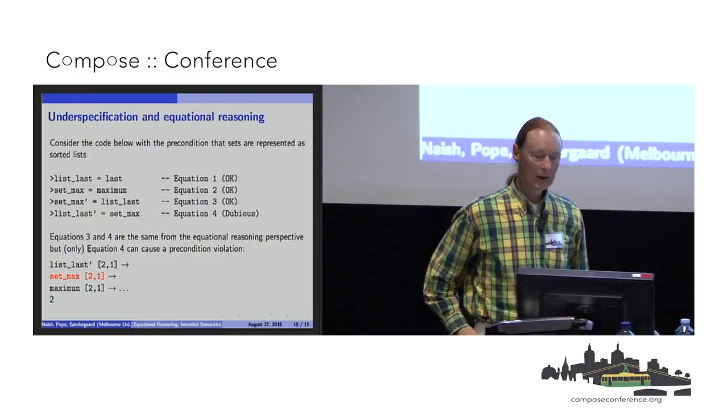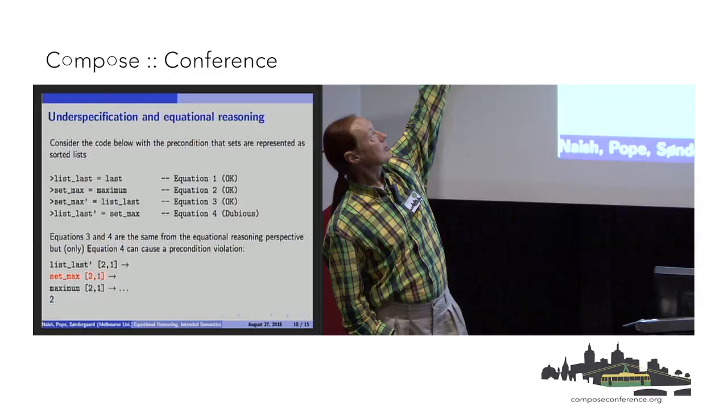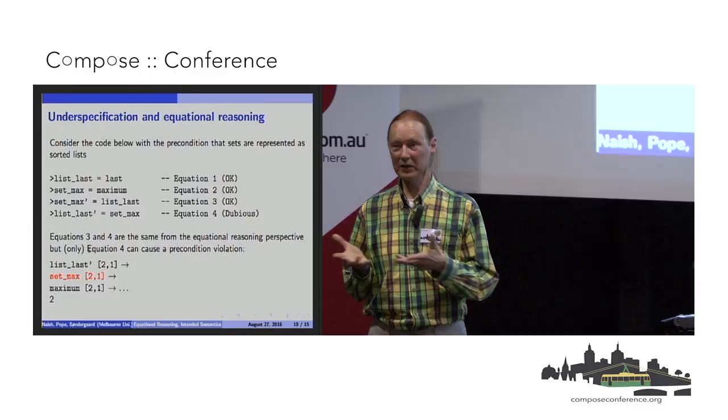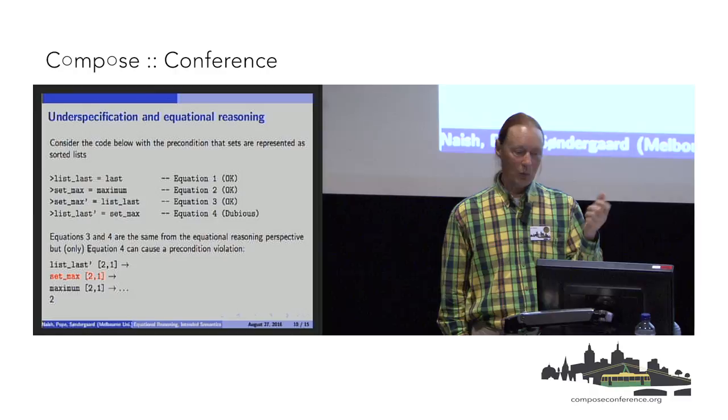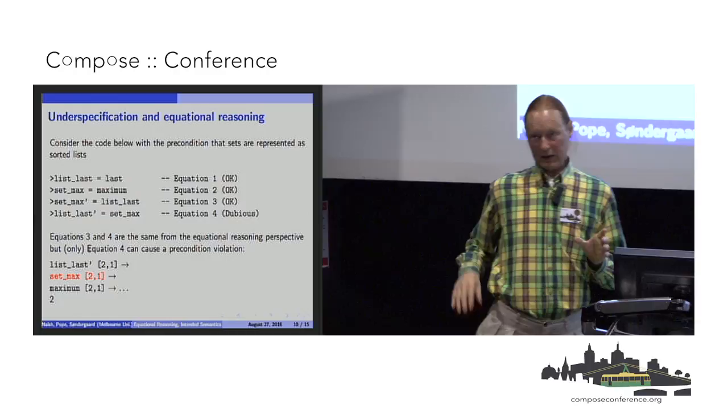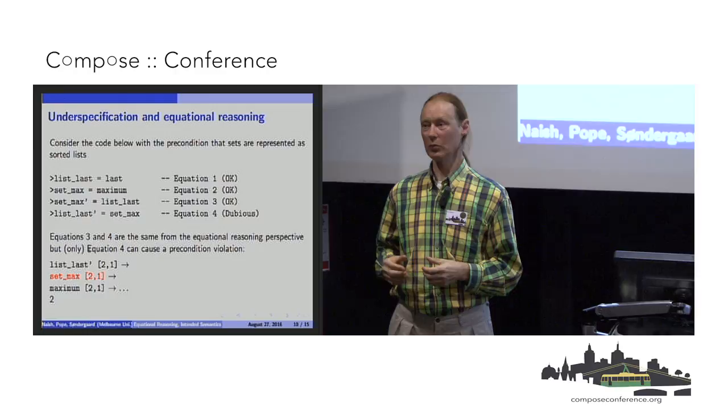And I'm assuming here that where we've got the set functions, set max and the prime version, the intention is the same: we're only going to be calling those things with sorted lists. Whether they're duplicates or not doesn't matter. So the first equation defines our own version of finding the last element of a list. That's fine, no problems. Set max, we'll pass it a sorted list and it'll return the maximum element of the set.